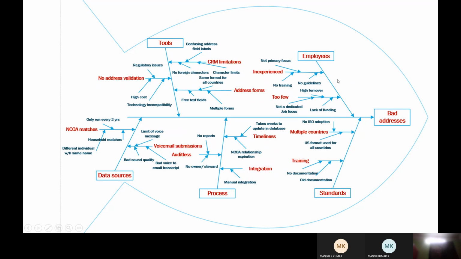So all these employee reasons, then tools. Mostly this is from abroad. I think this is from abroad. So technology, what are the problems? Character limits, format, all these problems. When you are storing addresses, these come under tools, and then matches. So this is not from India. That's why it's just taken from a source.